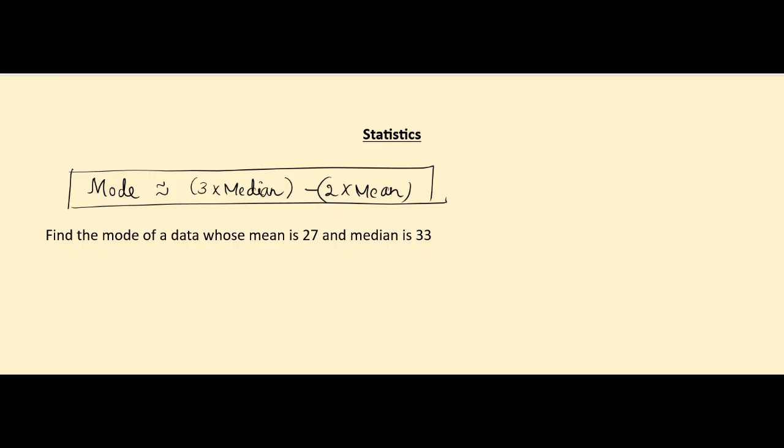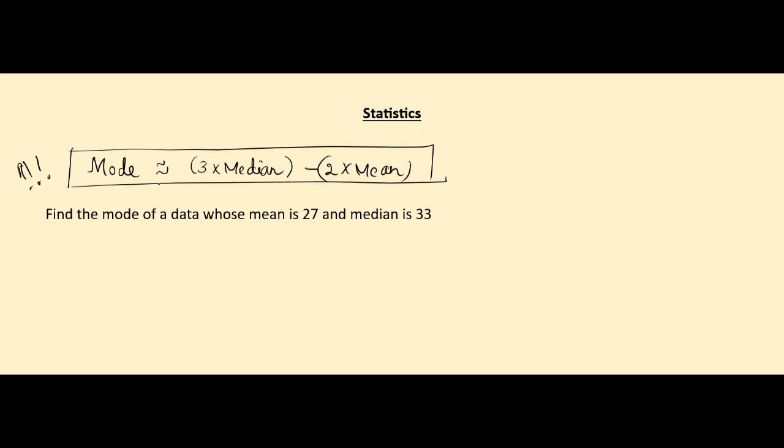In this video, we are going to solve a problem related to the chapter statistics. Here we have to remember the formula of statistics, that is mode. Mode is approximately 3 into median minus 2 into mean. This is the relationship between mode, median and mean. Find the mode of data whose mean is 27 and median is 33.